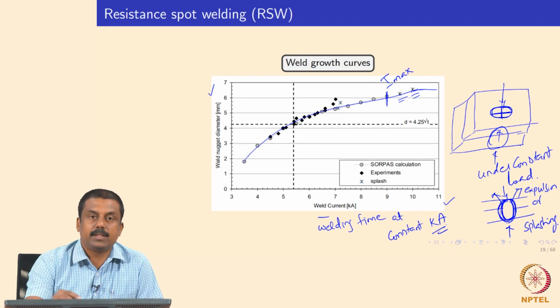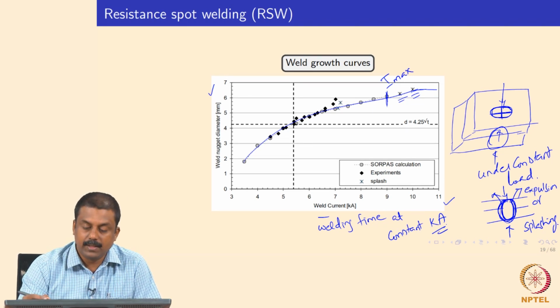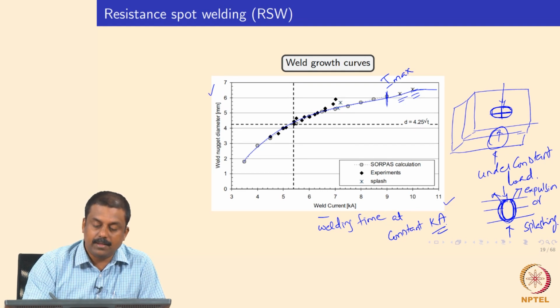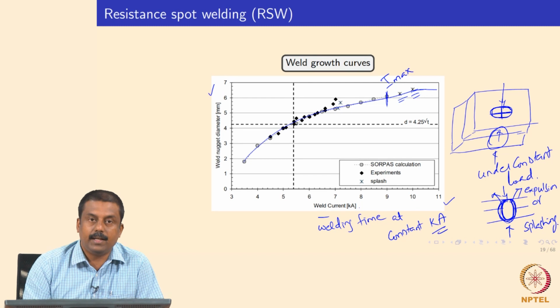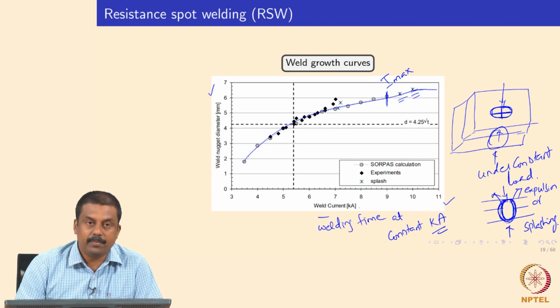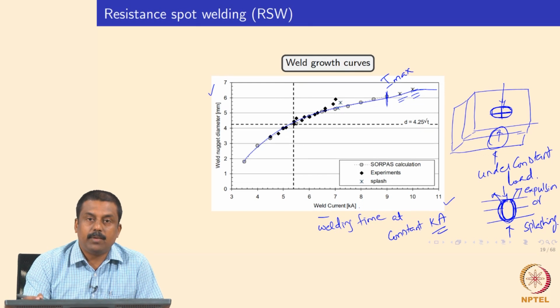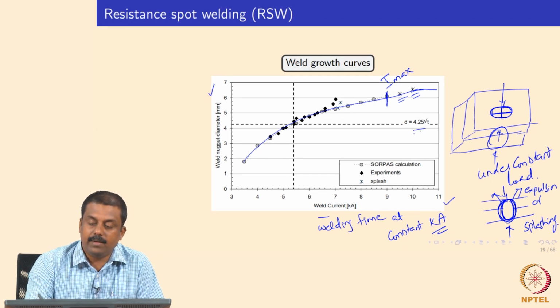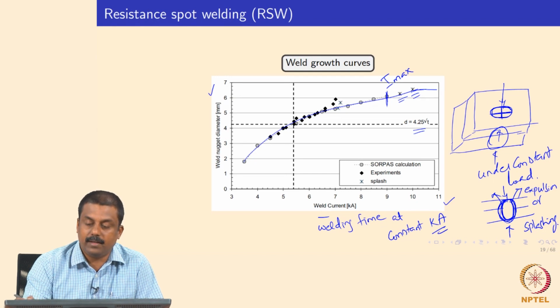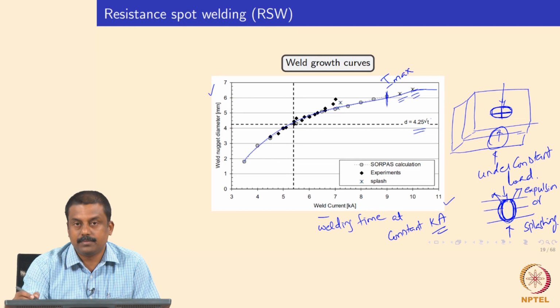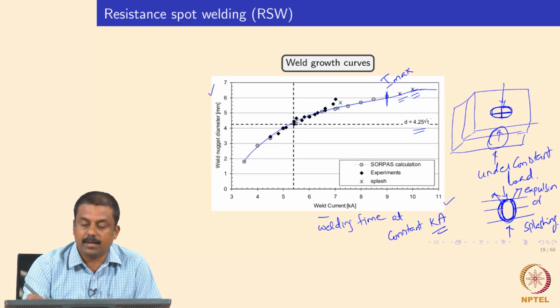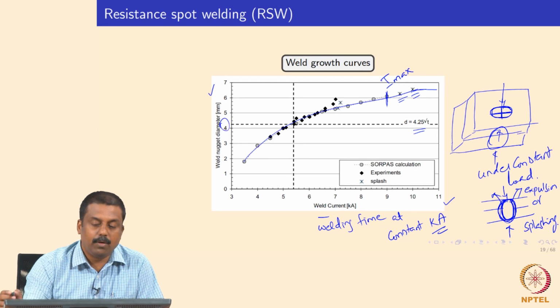the most desirable or most informative graph for our resistance spot welding application is how much current you need to pass to form a weld nugget diameter of a desired value. Most automotive guidelines say the acceptable weld nugget diameter is somewhere between 4 to 4.25 times the square root of thickness. So if you have a 1 millimeter thick sheet, your weld nugget size must be around 4 mm.